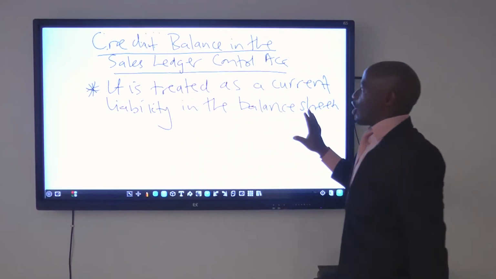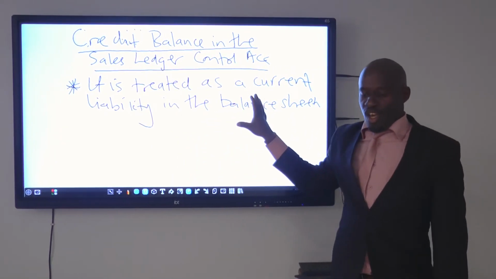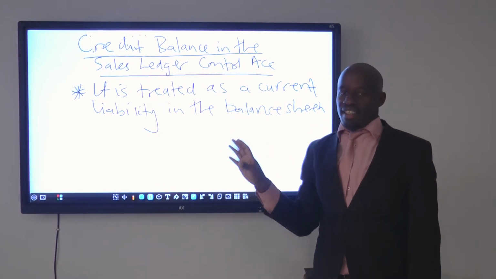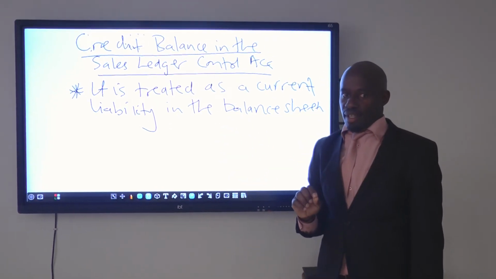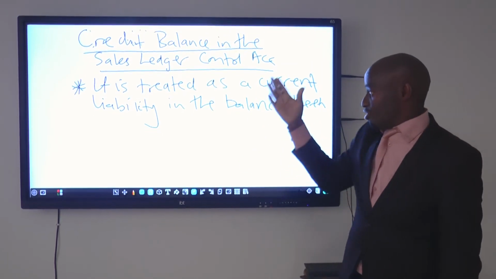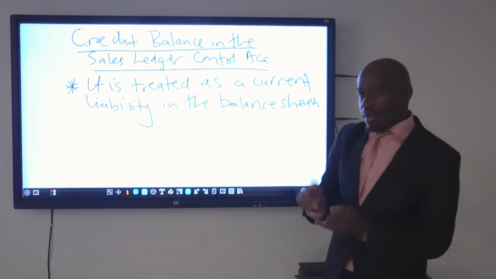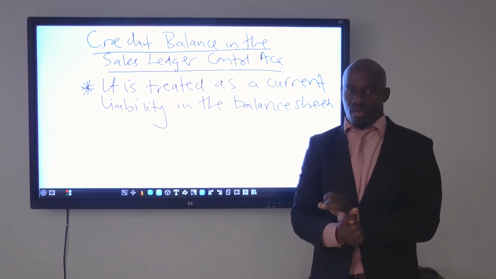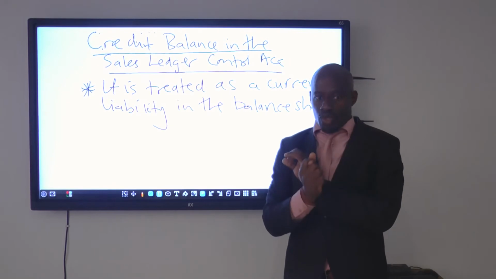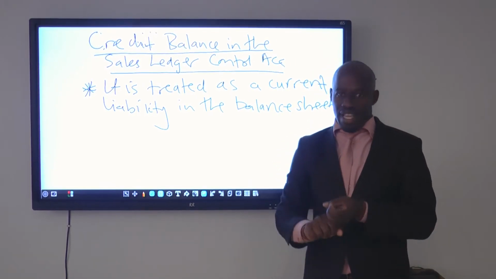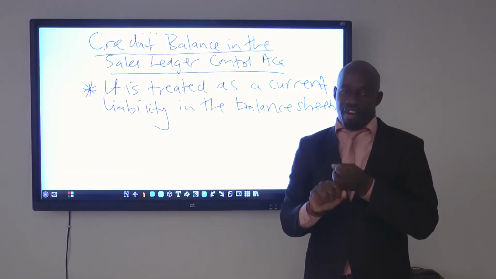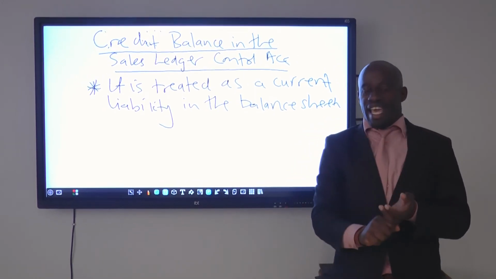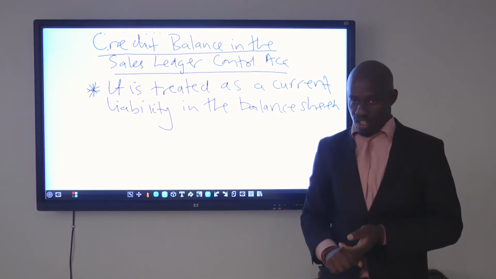Now, one would ask, why would we have a credit balance in the sales ledger control account? It arises under the following circumstances. Circumstance number one, it arises when a customer is overpaid. Suppose an invoice is for $20, but the customer pays $22. It means the firm owes the customer $2. Hence, we treat that as a liability in the statement of financial position.